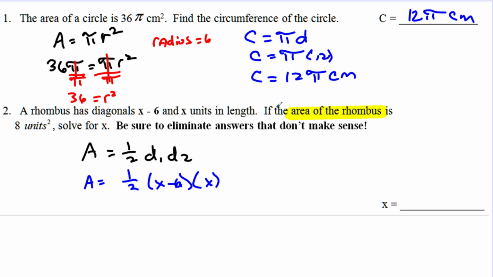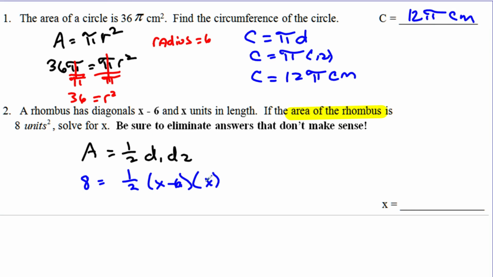And then I'm going to keep reading. It says, if the area of the rhombus is 8 square units, what is x? So the other piece that they told me was that the area, A, is 8 in this case. So I'm going to erase my A here, and in its place, I'm going to put an 8. So really, I just have to solve this equation now. Let's see what we can do to clean this up a little bit.